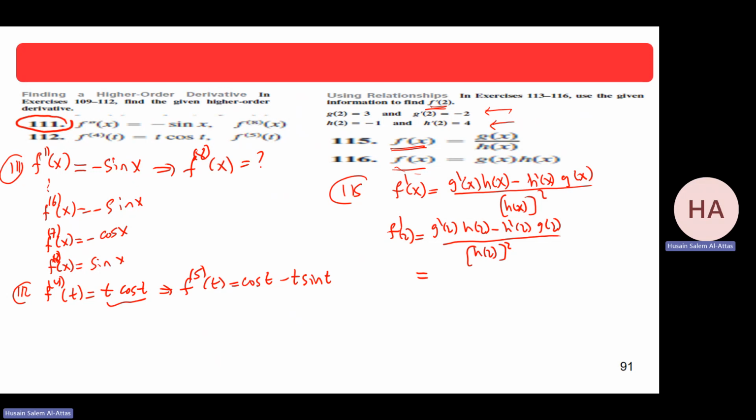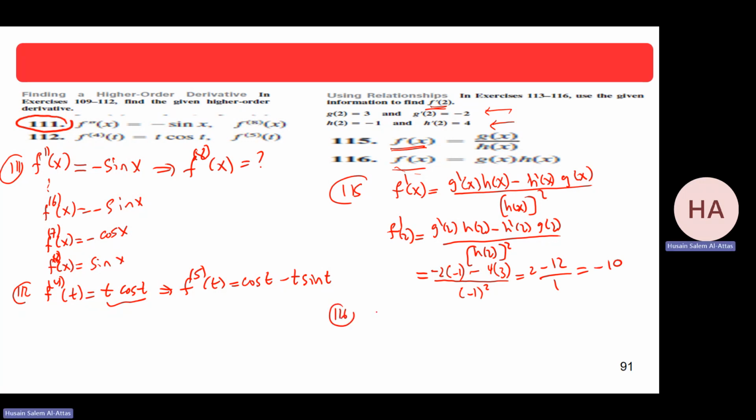G prime at 2 will be minus 2. H at 2 is minus 1. H prime at 2 is 4. G at 2 will be 3 over h at 2, which is minus 1 squared. So what I have is 2 minus 12 over 1, which is minus 10.